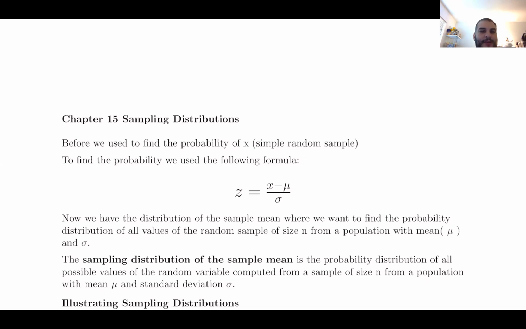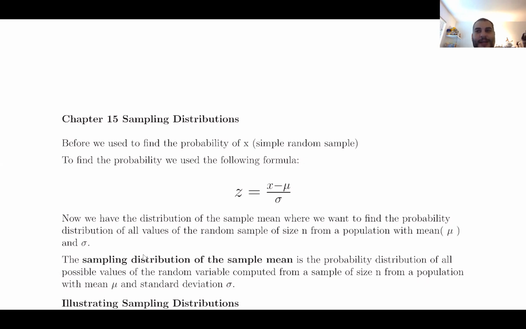But now we're going to start focusing on when we have n many random events. So instead of a simple random sample of just one person or one object, we're going to say we have a random sample of n many people. That's what the sampling distribution is going to entail.